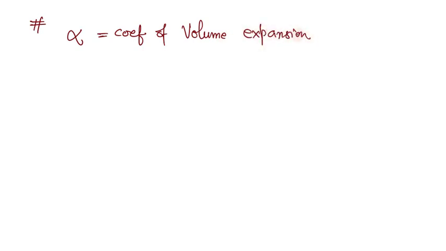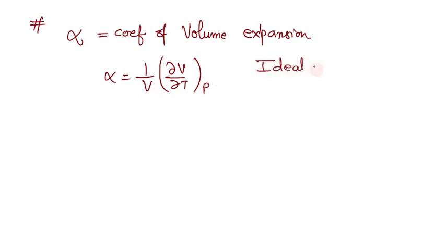You have studied that if you give heat to a material body, then its volume will increase or its length will increase. That's the same coefficient. This alpha is 1 by V del V by del T at constant pressure. For an ideal gas, you can find this alpha is proportional to 1 by temperature. For real gas, you can find out what it will be. So I think this was the main content for the ideal gas and the laws of thermodynamics.